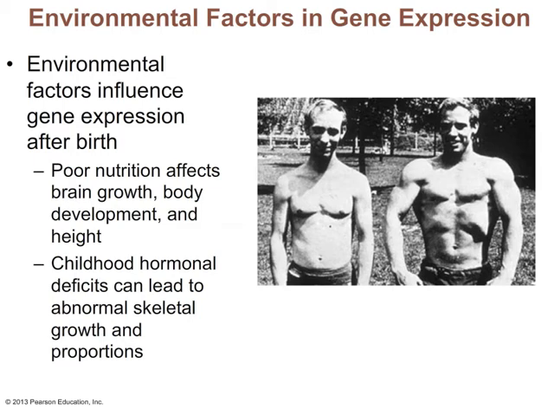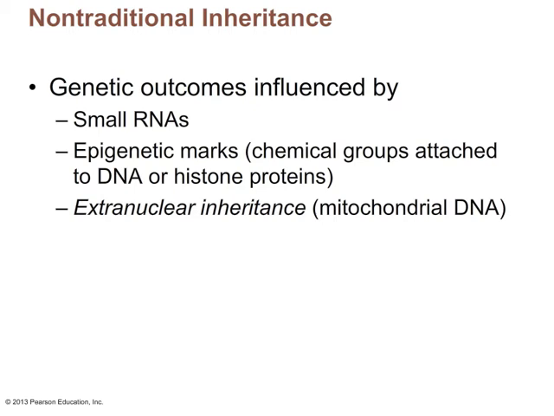So to this point, you know that our phenotypes are determined primarily by our genes, but also by environmental factors. And we said in Zoology 141 that our genes are located on chromosomes that are in our nucleus, and that those are the only things that determine the genetic contribution to the phenotype. Well, it's not really true. We're going to talk about some non-traditional forms of inheritance where genetic outcomes are influenced by things other than just our DNA inside of our nucleus. Examples of non-traditional inheritance include the presence of small RNAs, the presence of epigenetic marks, and also extranuclear inheritance, that is, mitochondrial DNA. So we're going to take a look at a couple of these in some detail.